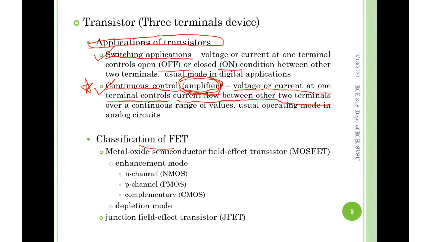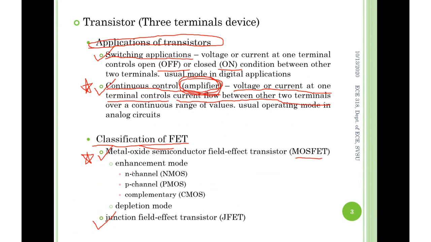And now let's talk about the FET, the field effect transistor. The classification of it. The first type of FET is the MOSFET, metal oxide semiconductor field effect transistor. The second FET is the JFET, two types. This course is talking about MOSFET. JFET, we are not touching, but it exists. If you're interested, you can take a look at the textbook.